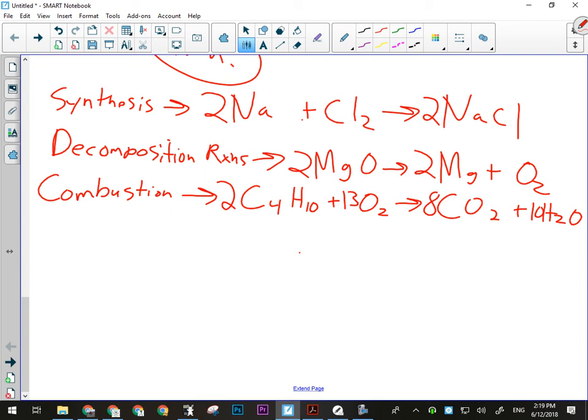I would expect to see a combustion reaction. We went over lots and lots of them. They do have their own special rules, so that's probably something I would test. I'm not asking you to write the names.